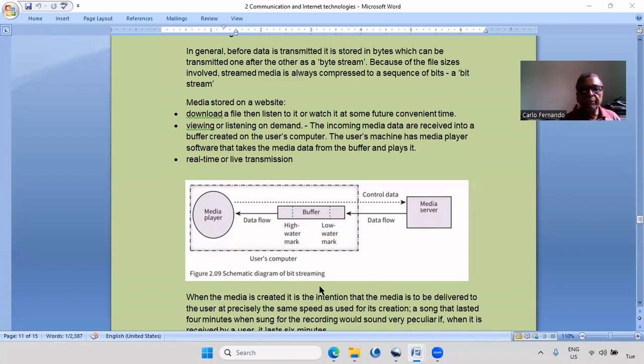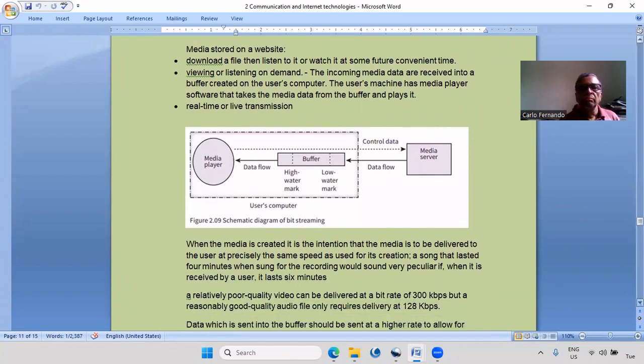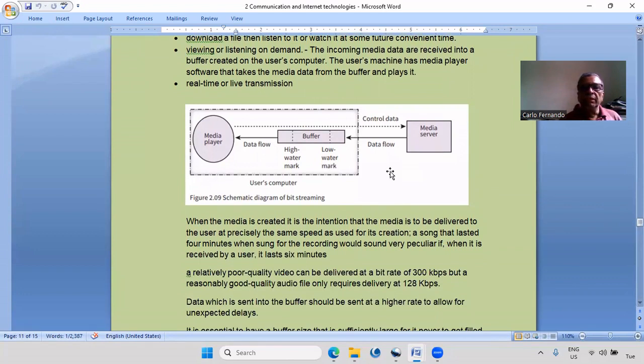Let's look at the schematic diagram of bit streaming. Bit streaming with the buffer. The media server is here, so the file is here. Then the data flows into this. In your computer, the buffer will be there. From the buffer, the media player will take the data and will play.